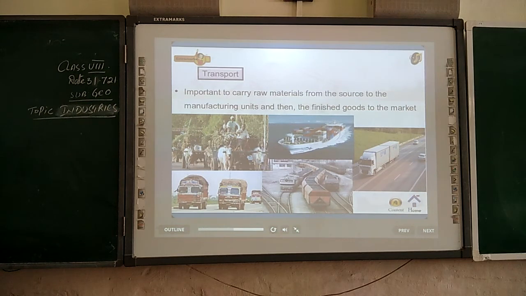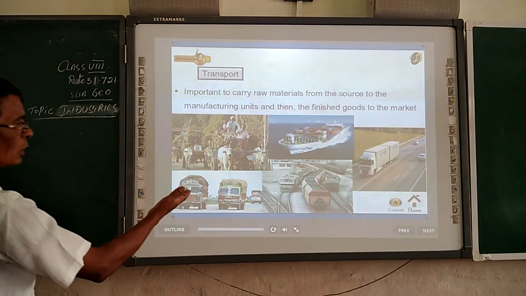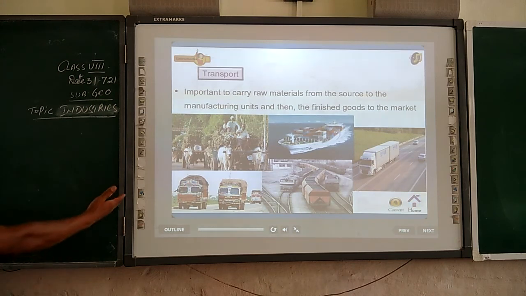Transport. Transport is important to carry raw materials from the source to the manufacturing units and then the finished goods to the market. See how people have been transporting various materials. Ships carrying bulk materials. The trains are carrying the coal, whereas the lorries, other types of vehicles, and bullock carts are carrying sugarcane. This is how they have been transporting the goods from one place to another place.